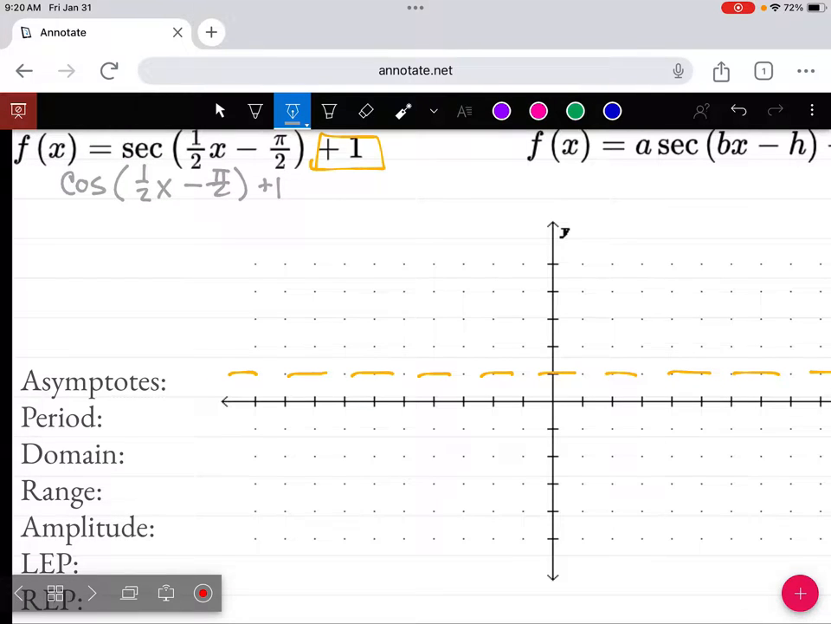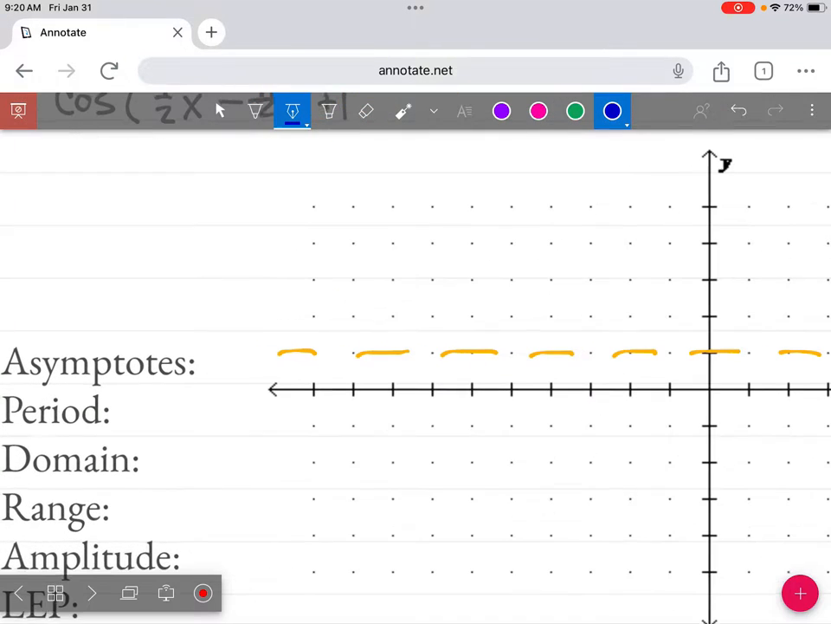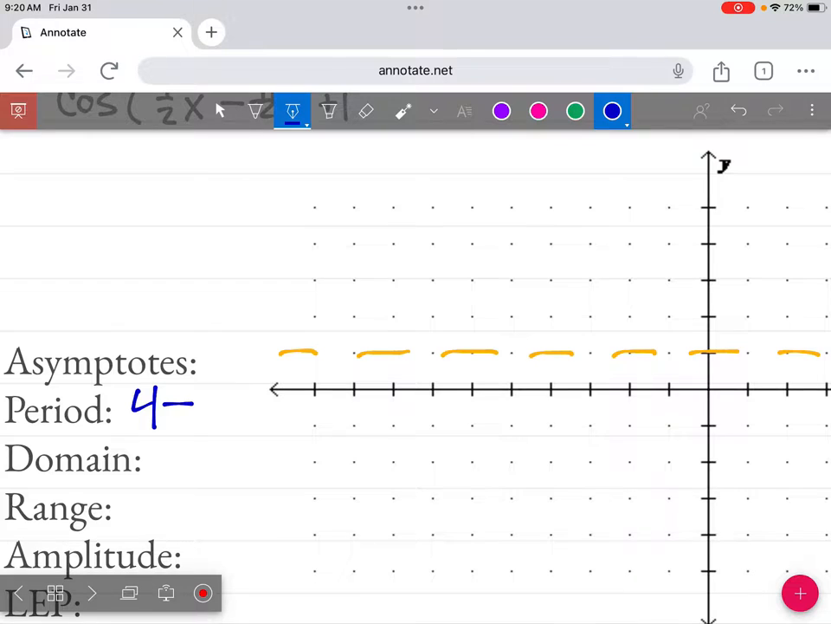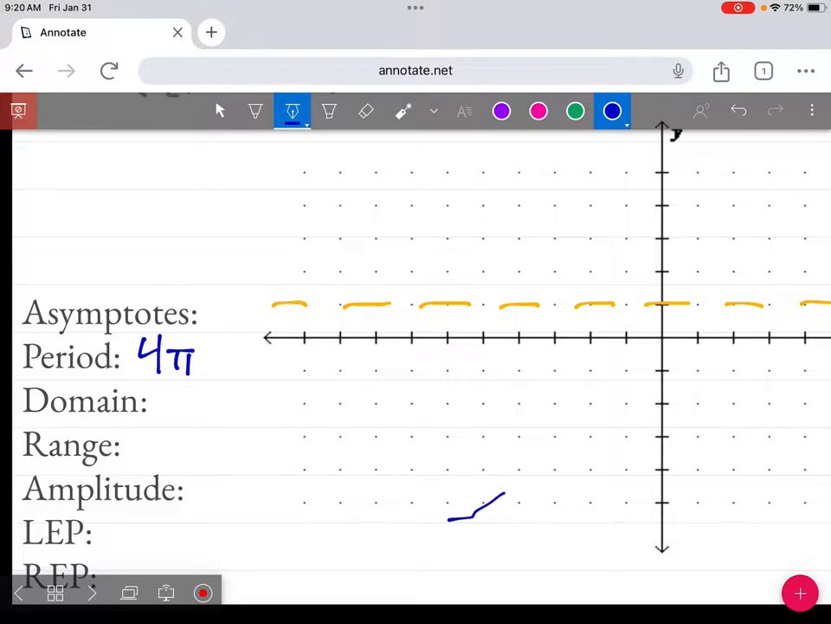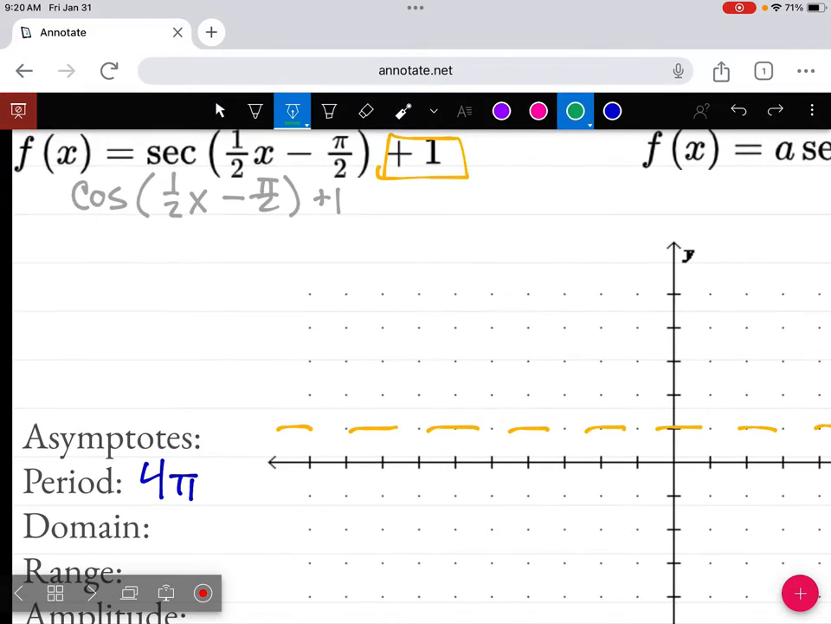So what is the period length here? It's 2 pi divided by 1/2, or 4 pi. Okay, so our period length is 4 pi. So we know we're definitely going to need to count by smaller amounts. Let's make sure we have enough space to get everything. So let's find our endpoints.